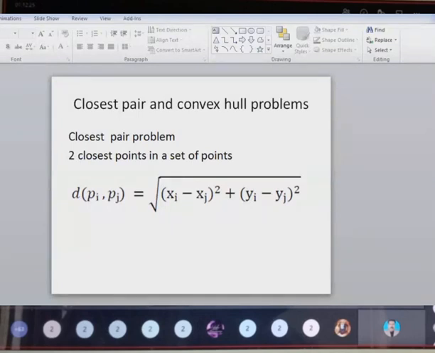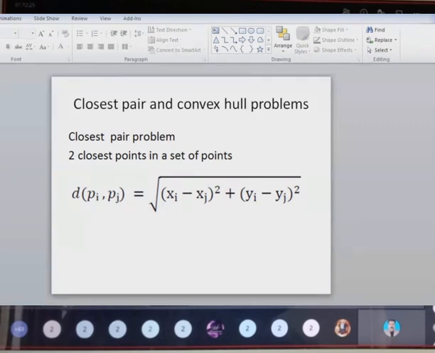Okay. So the closest pair problem is used to find the two closest points. The closest pair contains a set of points. Among these points, we can find the two closest points.